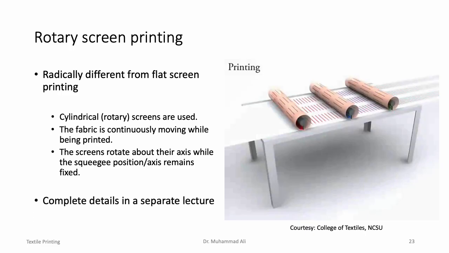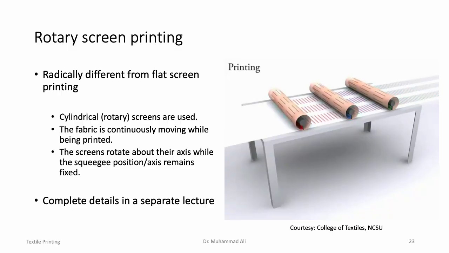And once again, just as for the flat screen printing process, the complete details related to rotary screen printing machine and the process controls are discussed in the lecture in the series 5 of the lectures. But for now, this animation will help you in understanding the nature of the process. So as you can see, the fabric is entering from the left side and it is continuously moving. The screens are also rotating. The surface speed of the screen and the speed at which the fabric is moving match exactly.